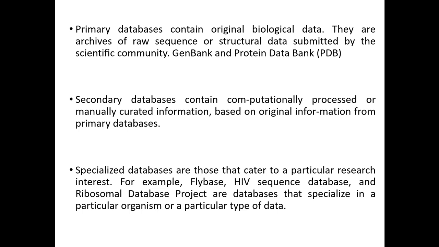Understand? Or another example is, suppose there is a scientific group who is working on HIV. Then they will be interested in only HIV sequences or structure of the proteins. So suppose we develop a database of HIV only, that will also be a specialized database. Understand? So specialized databases are those that cater to particular research interests. For example, FlyBase. FlyBase is a database of Drosophila melanogaster, or the HIV sequence database, or the Ribosomal Database Project, which contains rRNA sequence data. So these are databases that specialize in a particular organism or a particular type of data. That is called specialized databases. So I hope you understood the difference between these three types of databases: primary, secondary, and specialized databases. We will see all these three types of databases in more detail now.